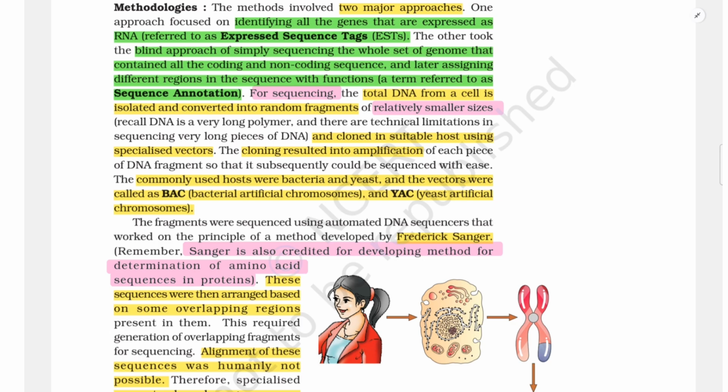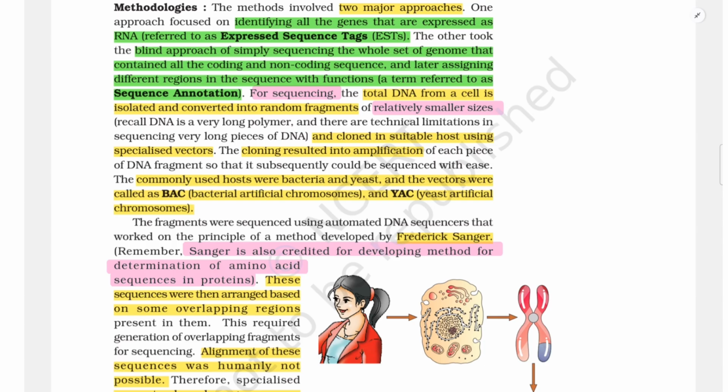One approach focused on identifying all the genes that are expressed as RNA, referred to as expressed sequence tags (ESTs). The other took the blind approach of simply sequencing the whole set of genome that contained all the coding and non-coding sequence and later assigning different regions in the sequence with functions, a term referred to as sequence annotation.